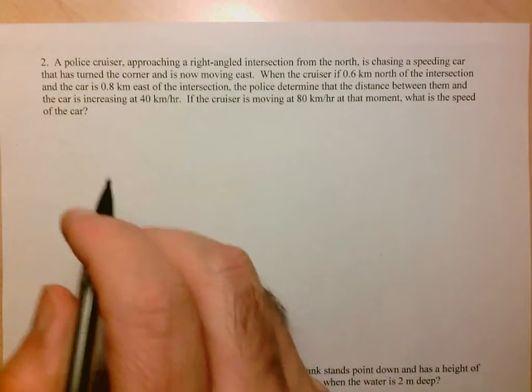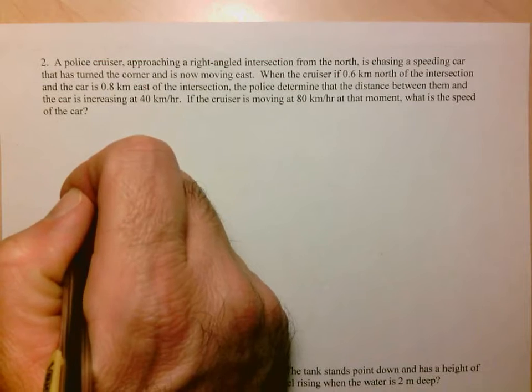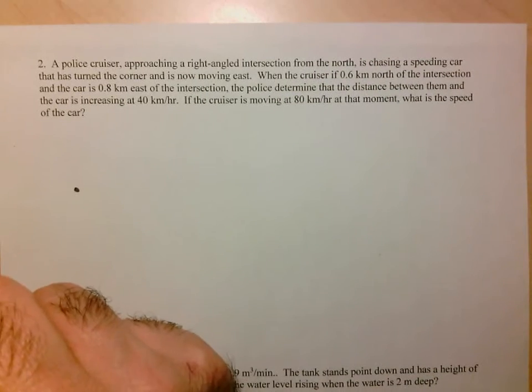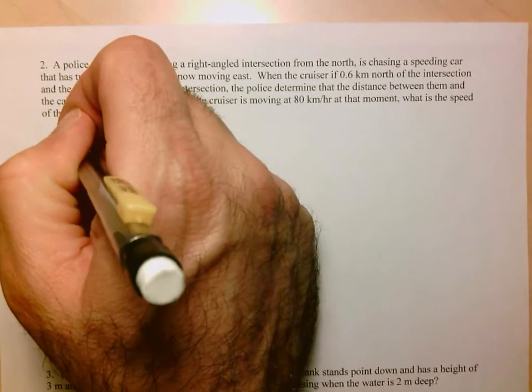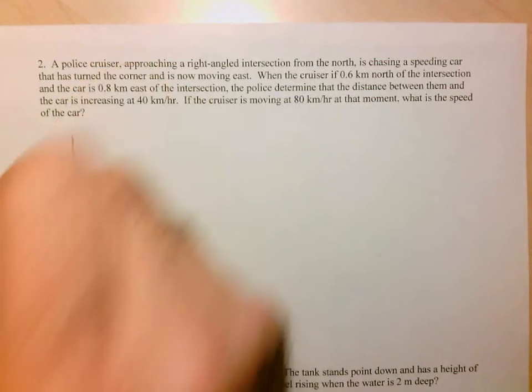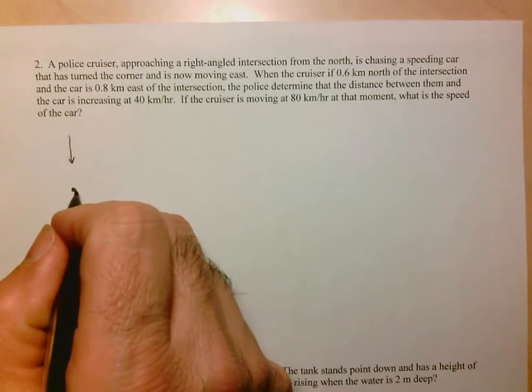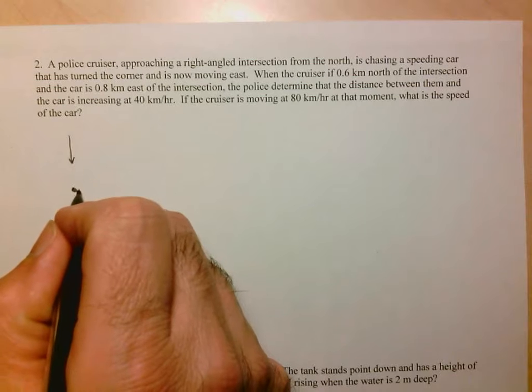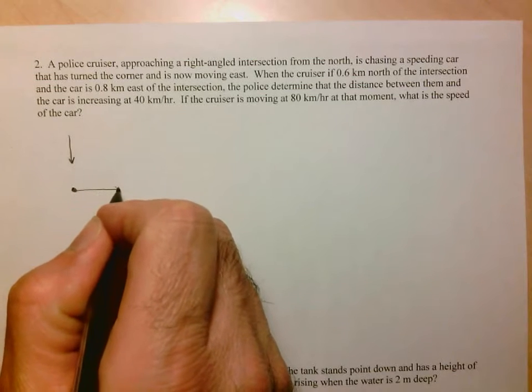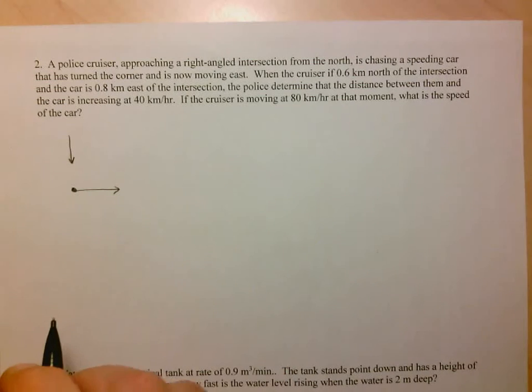Okay, so let's draw out the scenario. So let's say this represents our corner. Okay, so we have the police car that's moving toward the corner from the north. And then you have the car which has just turned the corner. So let these represent the distances that they're traveling. Okay, and let's see what's happening here.